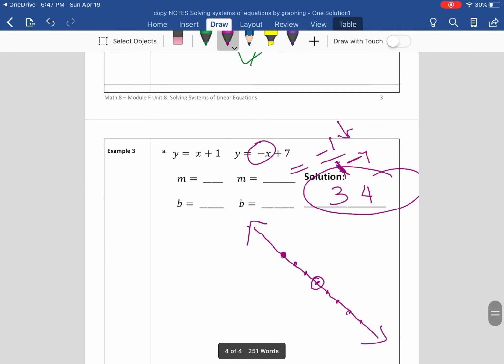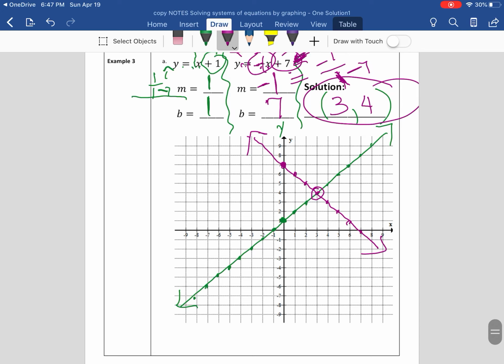All right, so you are off now to your homework. You need to go do your worksheet for solving linear systems by graphing. All right, good luck. Have fun with it.